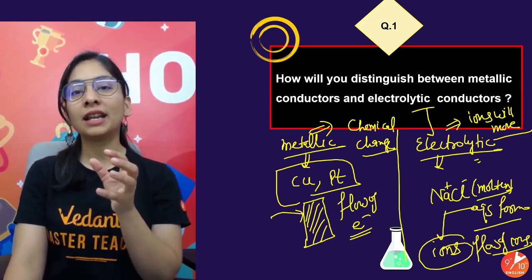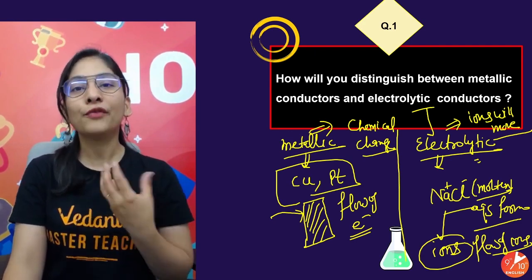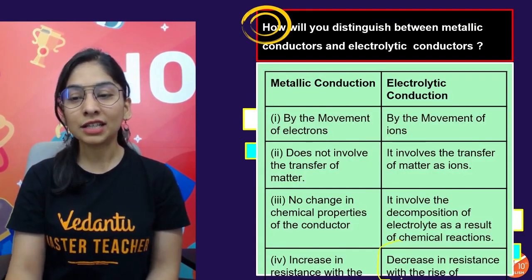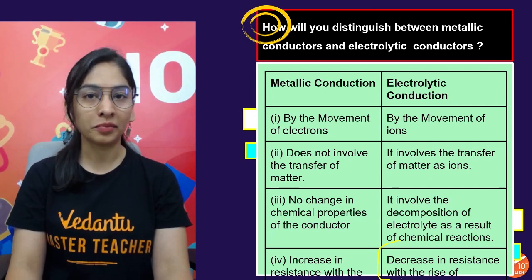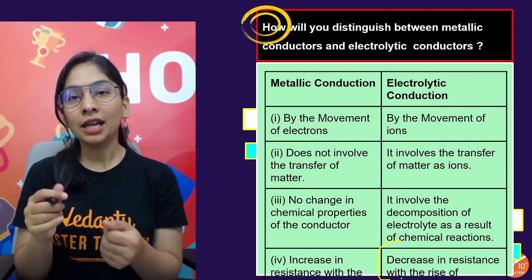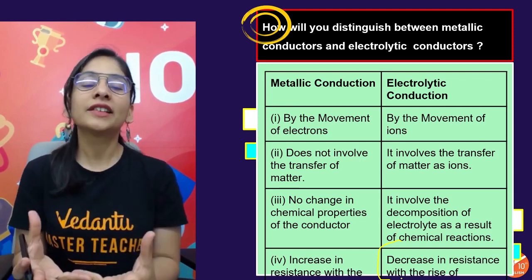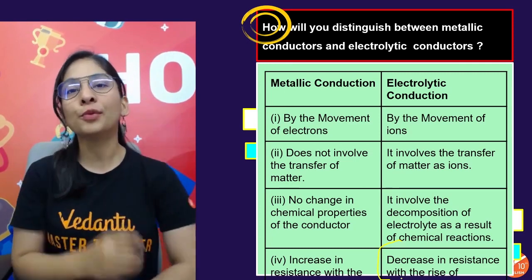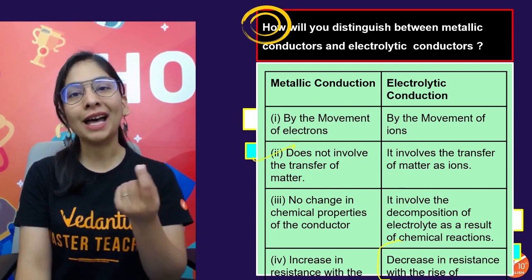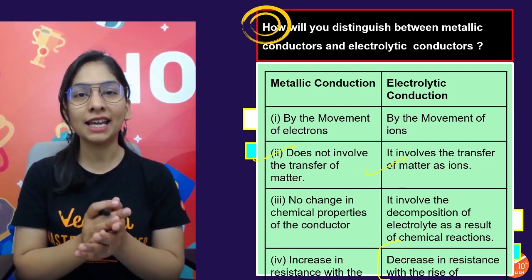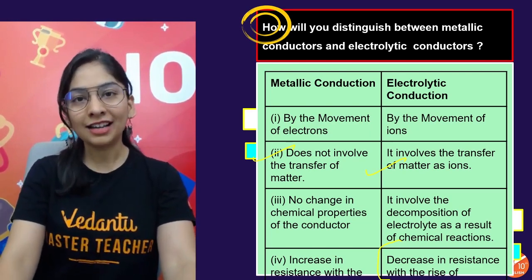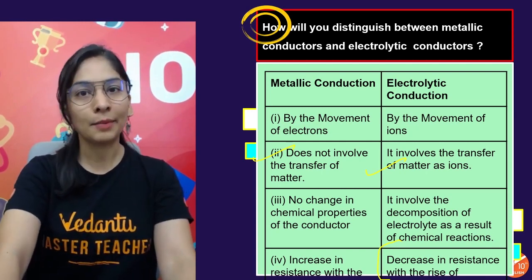A metallic conductor, whenever you pass electricity, will cause a heating effect and provide resistance, which an electrolytic conductor will not give. Okay, there is a decrease in resistance with the rise in temperature. That's something you should not miss, because when the temperature rises in the electrolytic conductor, it will not increase the resistance but decrease it, so that there will be ease of movement of ions. This is something you should remember. A metallic conductor does not involve the transfer of matter. Overall, it's the same substance. But as I said, an electrolytic conductor involves the transfer of ions to the respective electrodes, so that you will get new products on the electrodes. That's something very much important.